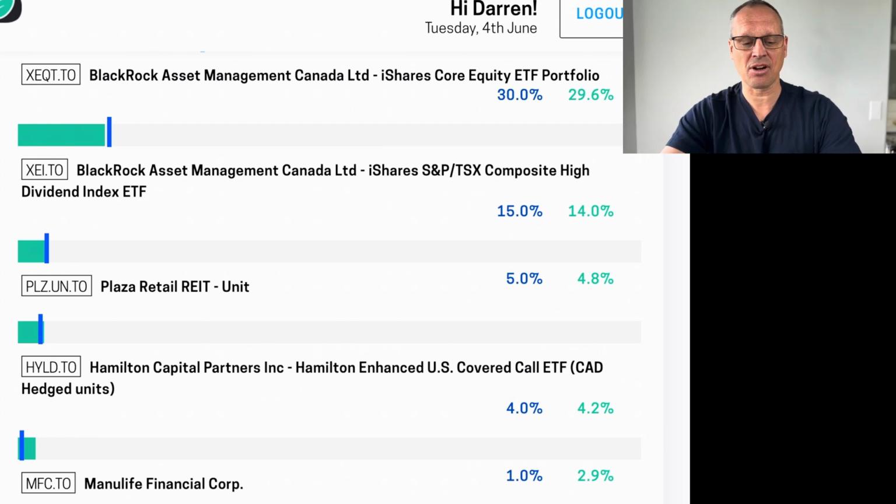The last stock that's in here is Manulife. So we have all-in-one, we have a covered call, we have a REIT, we have a single ETF for the S&P 500, and then we're holding one stock. And this is literally 1 and a bit shares right now.